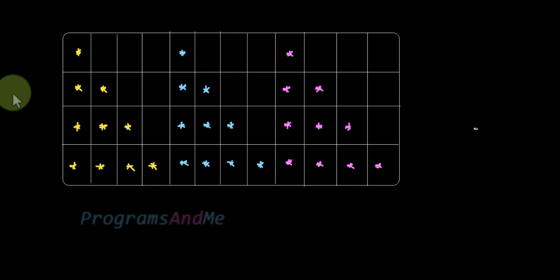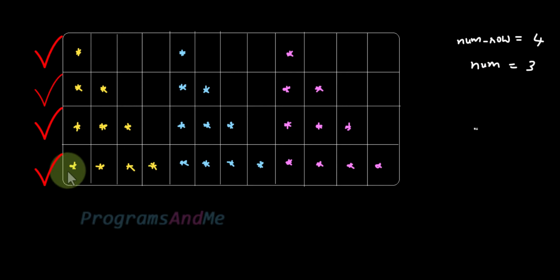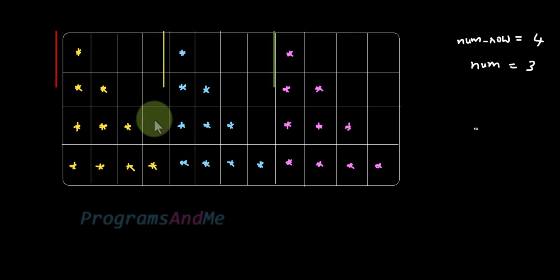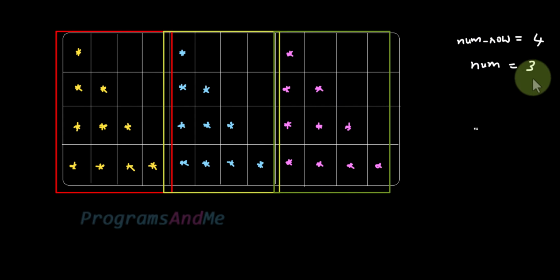So this is our today's pattern. Here in this example, the number of rows is 4. We want 4 rows in the output. And how many times do you want to repeat the pattern? Thrice, 3 times. Okay, so the num value is 3 and the number of rows is 4.